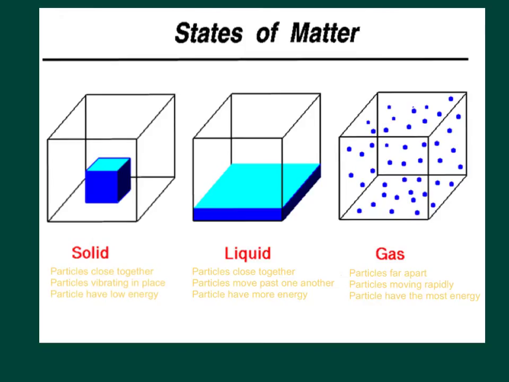Once you move to the liquid state, the particles are still pretty close together, but at this point they're able to move past one another, which gives a liquid its ability to flow. The particles in a liquid have more energy than the particles in a solid. Finally, when you move over to gases, the particles are very far apart and the particles are moving rapidly. They also have the most energy.